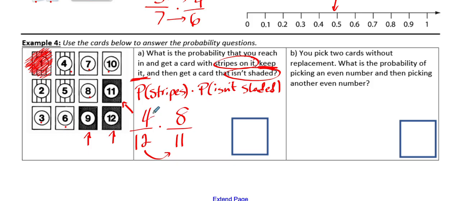So again, we're going to simplify. We could divide the top and the bottom by 4. That gives us 1/3 times 8 over 11. And now we can multiply straight across. 1 times 8 is 8. 3 times 11 is 33.